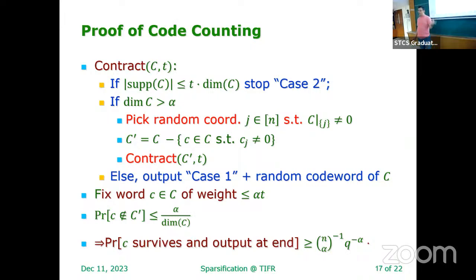The probability it is not removed is 1 minus alpha over dimension of c. And now you take the product of this as the dimension of c goes from k down to alpha. At the end, you're left with an alpha dimensional code. Well, there are at most q to the alpha code words. When I output one of those, I'll probably output the one that you had in mind. So at the end, apparently the product of these quantities is not n to the minus alpha, it's more like 1 over n choose alpha.